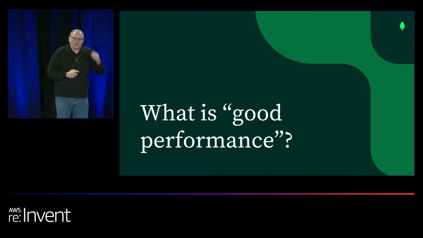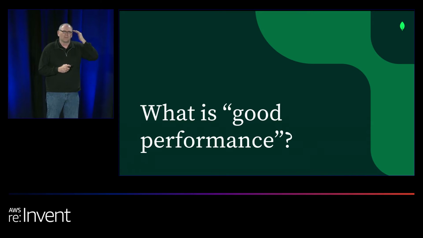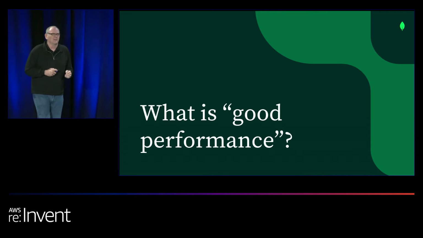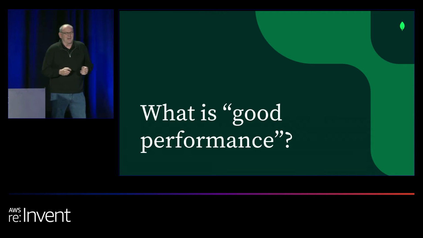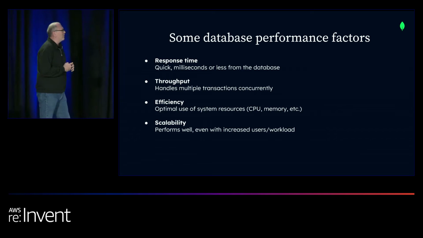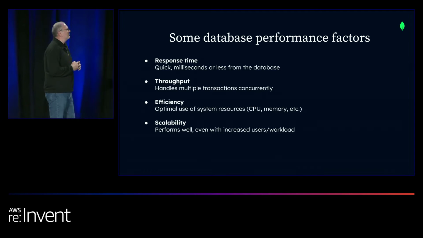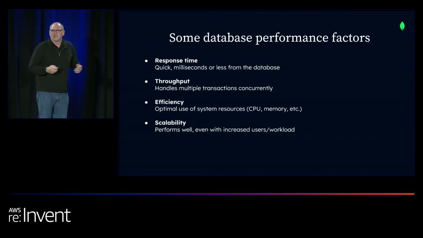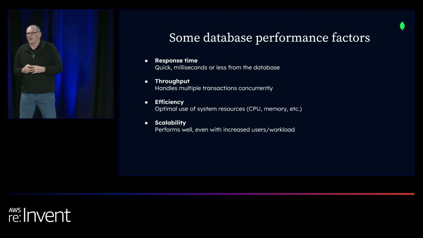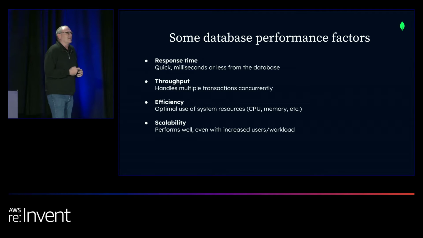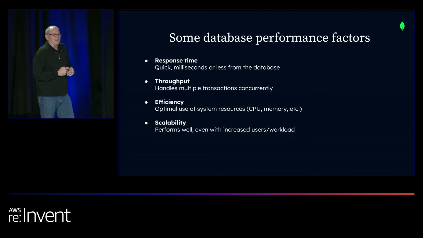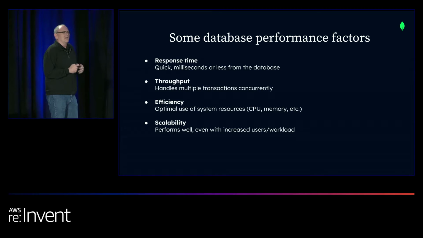So the first thing we'll talk about is, what is good performance? Good performance really comes down to a couple of dimensions, the various lenses we look at the application through. One thing we look at is response time. Good performance is good response time. What does that really mean? Well, the expectation these days from the database is that it's quick. It's milliseconds or less to get the data back out of the system. So that can be one dimension that we look at in the system.